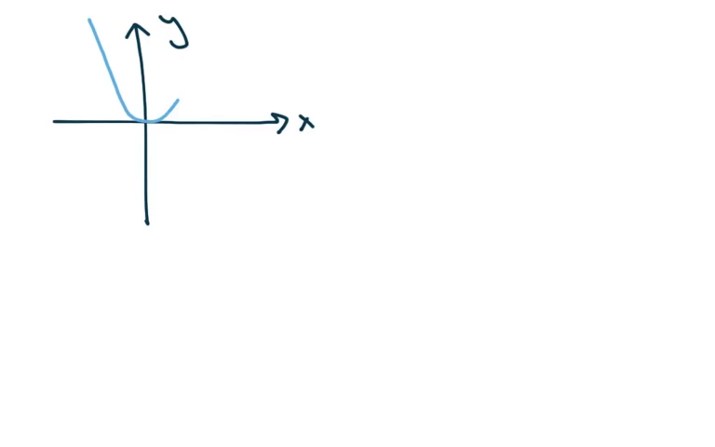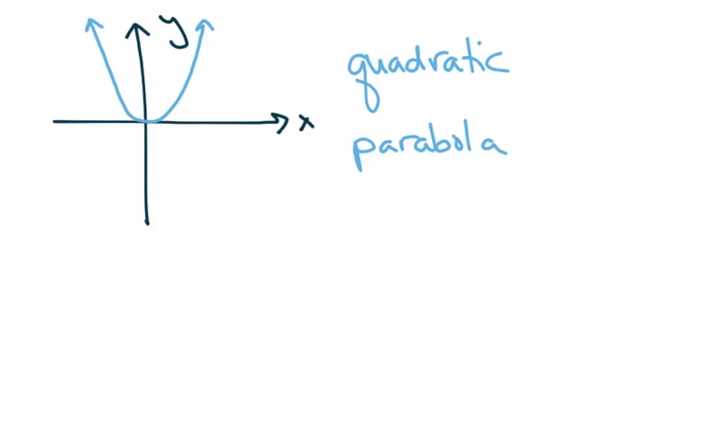The next type of function is called the quadratic function. The quadratic function is one that has a U shape when you graph it. We have a special name for that. It's called a parabola. Parabolas could open up like a U, but they can also be upside down. As long as they have that shape, it's a quadratic function.